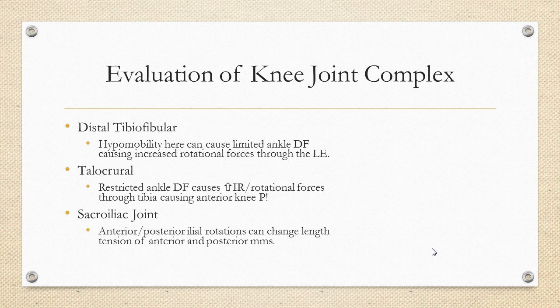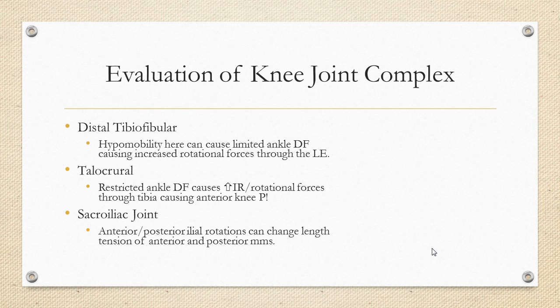With regards to the distal tib fib joint, we know that hypomobility here will cause limited ankle dorsiflexion. This is often seen with ankle sprains, where the distal tib fib is stuck anteriorly, and so we must address that. If we're limited in our dorsiflexion mobility, this is often going to cause increased rotational forces throughout the tibia and the femur, because the foot is going to overpronate to compensate for that. Again, with regards to the talocrural joint, if there are restrictions here, it will cause increased internal rotation and rotational forces through the tibia.